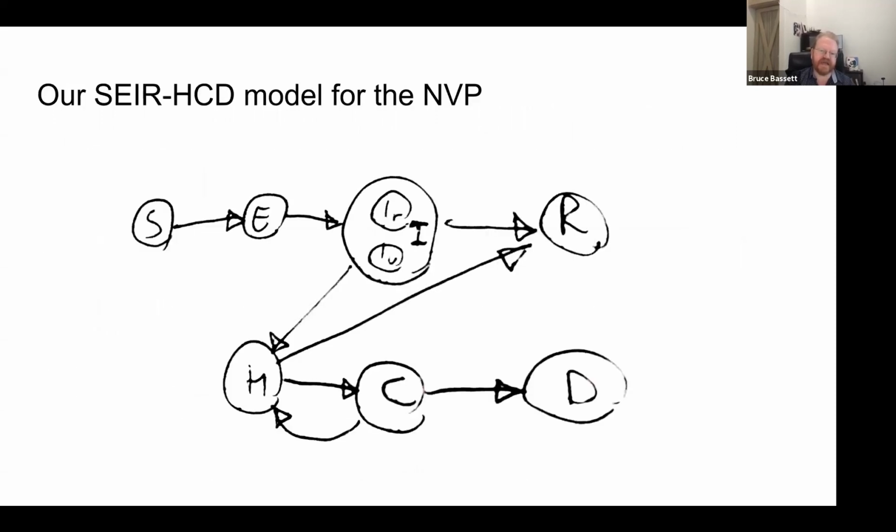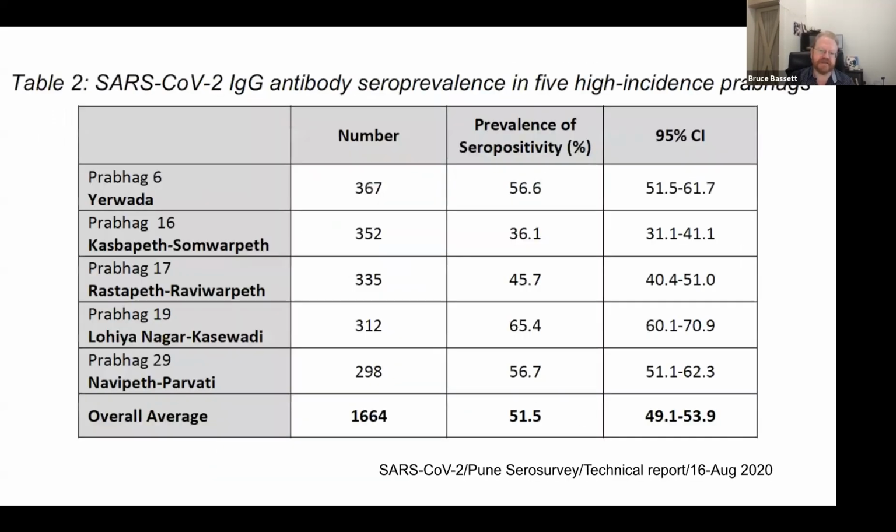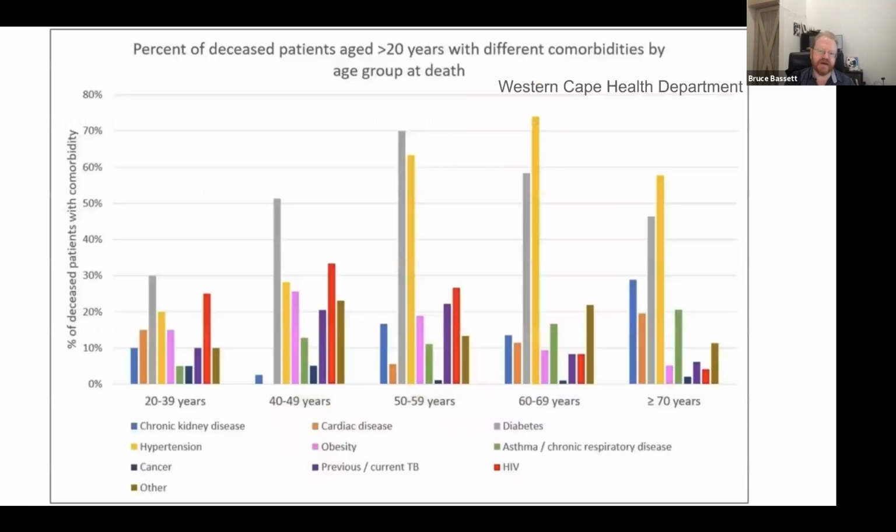I haven't seen any really recent analyses, but we did have this in the early days from the Western Cape. So this is the percentage of deceased patients with a given comorbidity, and you can see here chronic kidney disease, hypertension, cancer, cardiac disease, obesity, and TB, HIV, asthma. And this is split by age. So this was a wonderful thing.